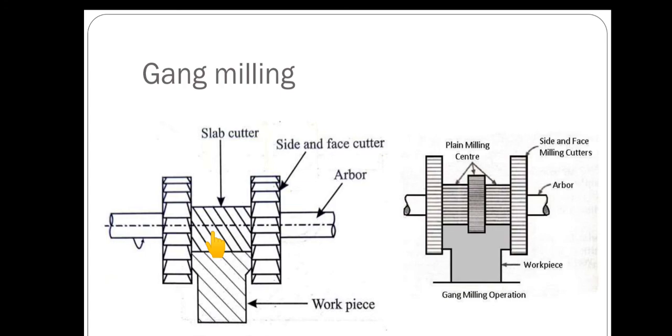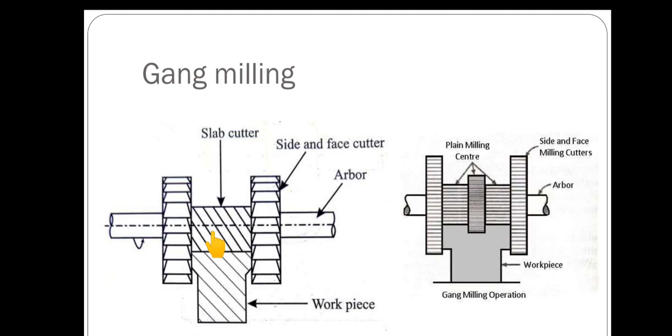So what is gang milling? It is a process to get different profiles on the workpiece simultaneously with different cutters at one stretch. So what we can do is fix the different milling cutters and obtain the different profiles on the workpiece in a single run. That we call gang milling.